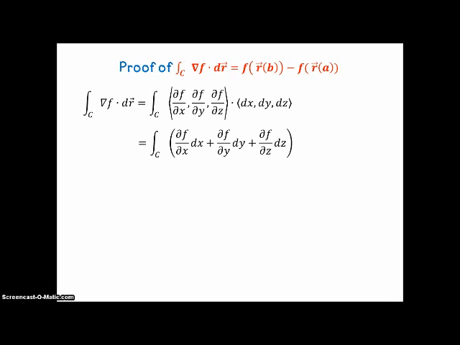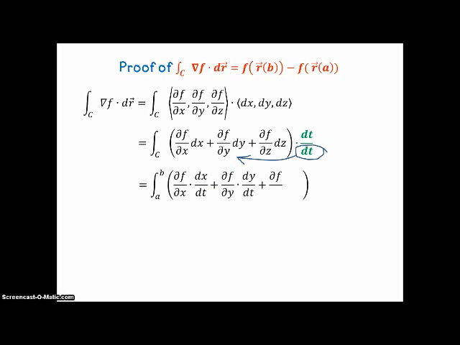And so if we dot those together, we get this result. And now we need to change to t, and so we're going to multiply by dt over dt. And what we're going to do is bring the denominator dt into the parentheses. And so we get the partial derivative of f with respect to x times dx/dt plus the partial derivative of f with respect to y times dy/dt plus the partial derivative of f with respect to z times dz/dt, all integrated with respect to t.